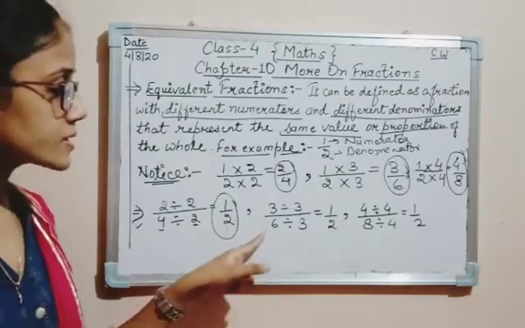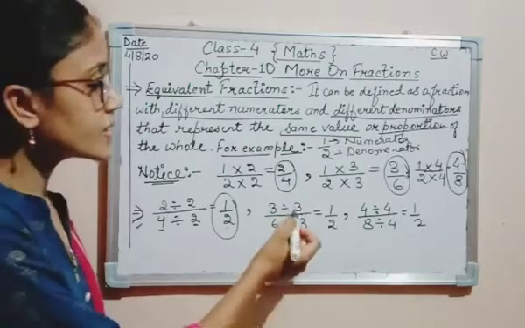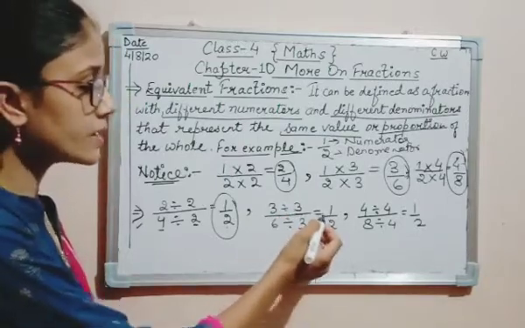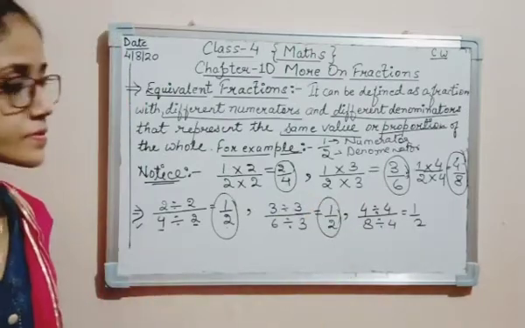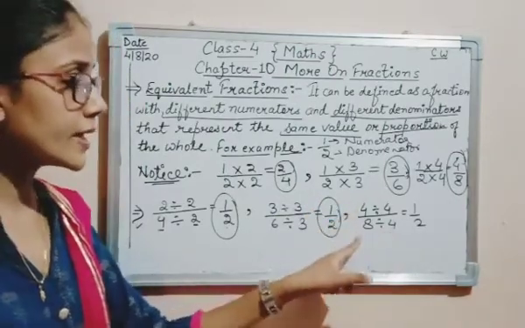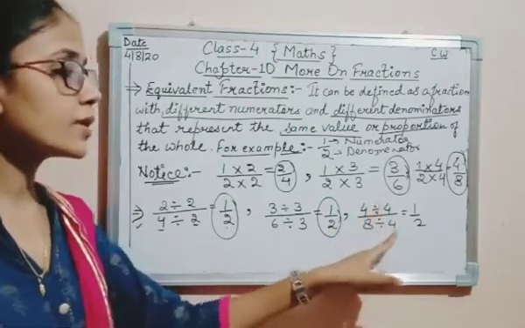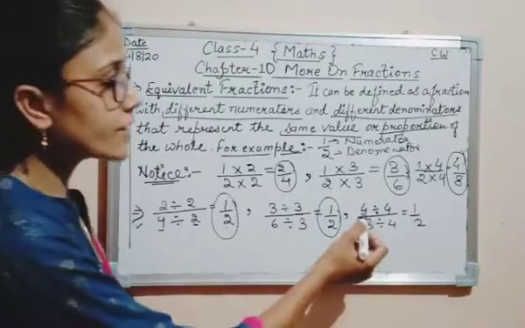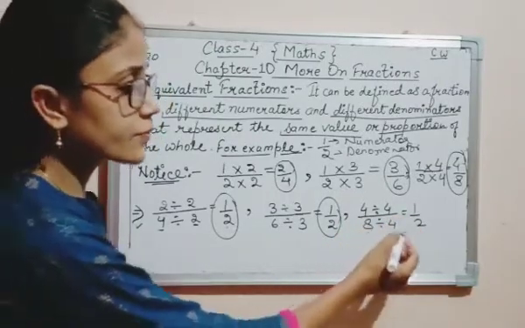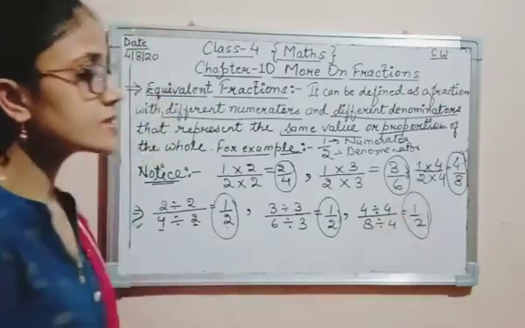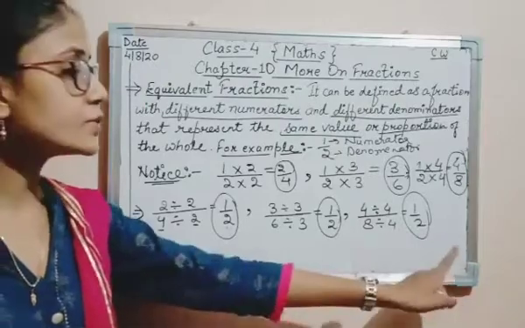Again 3/6, we will divide by the same number. So 3 divided by 3, we will get 1. 6 divided by 3, we will get 2. Again 1/2. Last, 4/8 divided by 4 in the numerator and 4 in the denominator. If we divide 4 by 4, we will get 1. And if we divide 8 by 4, we will get 2. So this is how we divide the numerator and the denominator, and we will get 1/2.